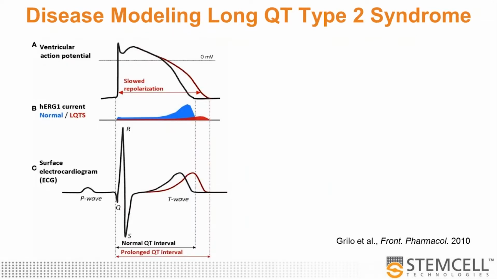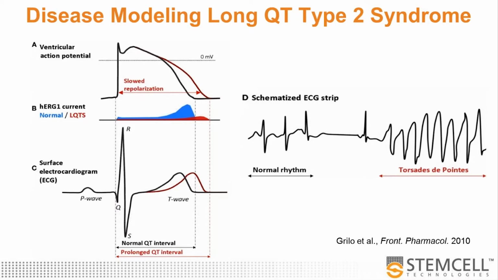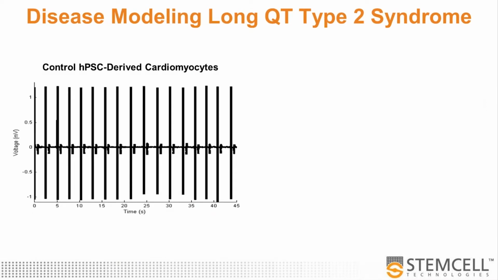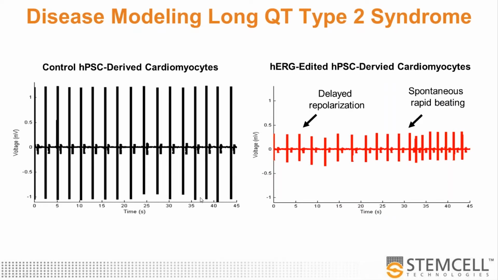And then we talked about the prolongation of the repolarization phase, but really about the Torsades de Pointes and this unstable excitability profile on the ECG strip. So can we see that in culture? And so here is now a 50-second recording using MEA on the control. We can see that the beat cycle is quite consistent and regular. However, with our hERG edited heterozygote line, we can see that there's a delay, and then that over time there's an unstable phase, and then it spontaneously goes into a rapid beating, similar to what you would see in Torsades de Pointes.